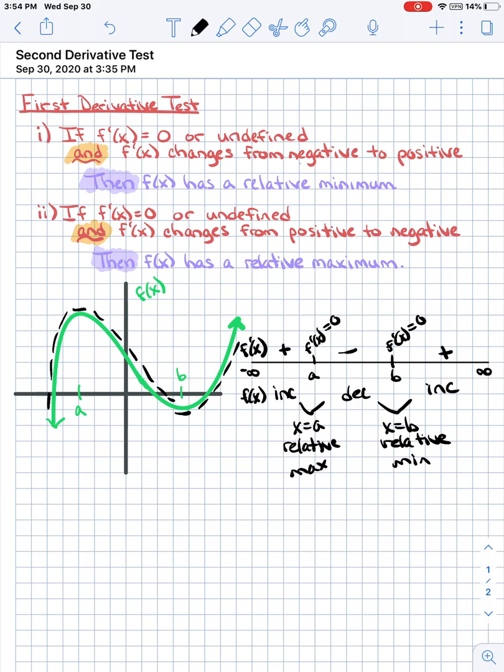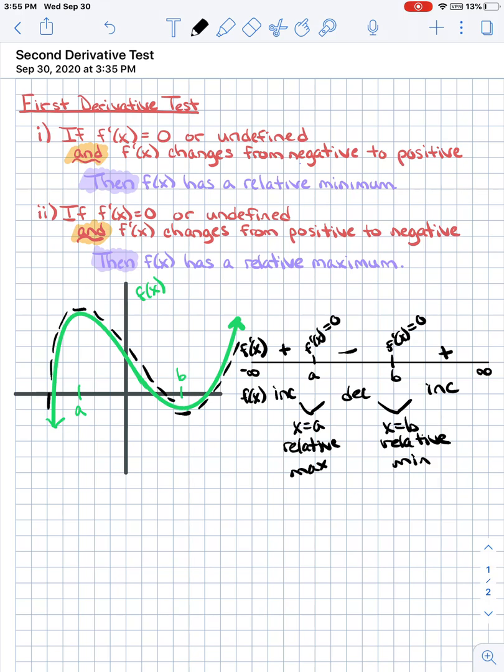But there's an easier way. I mean, this table is fine and this table is great in some situations, but sometimes we can use the second derivative to determine if this function has a relative min or a relative max. So I want you to think about that for a minute. How can the second derivative tell you if there's a relative min or a relative max? Remember that the second derivative is measuring concavity, whether the function is concave up or concave down.